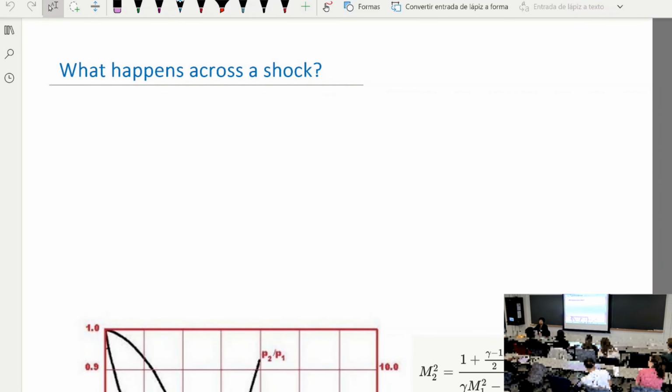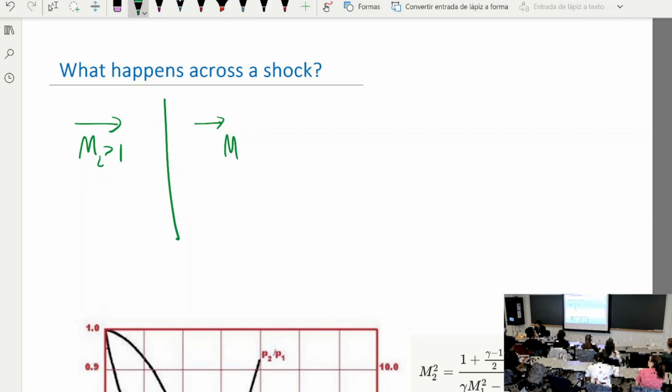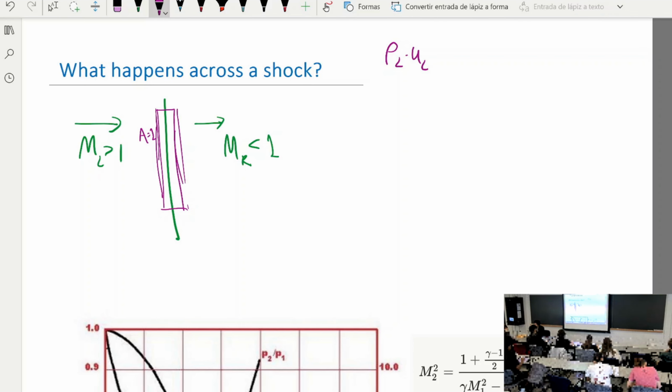Let me just go through this to a shock. And okay, so how do you derive it? So what happens across a shock? Let's just look at the shock over here. We have M left greater than 1, and it suddenly transitions into M right less than 1. Okay. If you look at the control volume that's very, very thin, that spans across the shock wave, let's just assume the upstream and downstream area of the control volume is equal to 1, just to make things easier. The first thing we want to know is that rho L times UL has to equal rho R times UR.